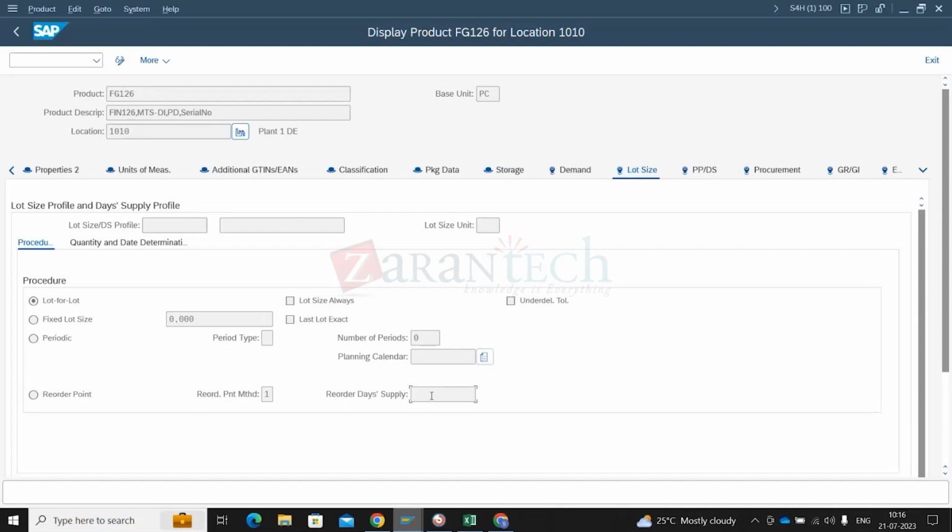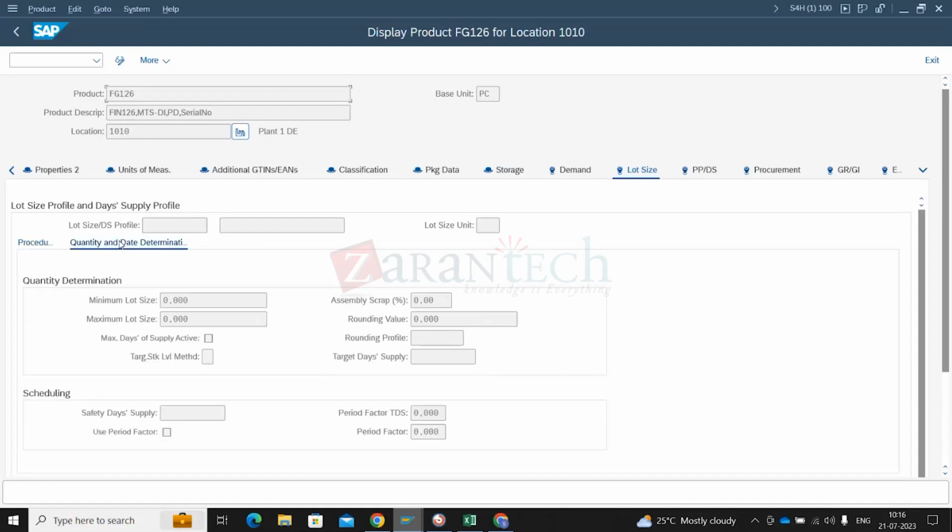So if you go below 10,000 on one particular day, you create a plan order for whatever demand is there. If you are above that reorder days supply of 10,000 in your stock availability, you do not go beyond that. So pay attention to these three: lot for lot, fixed, and periodic.